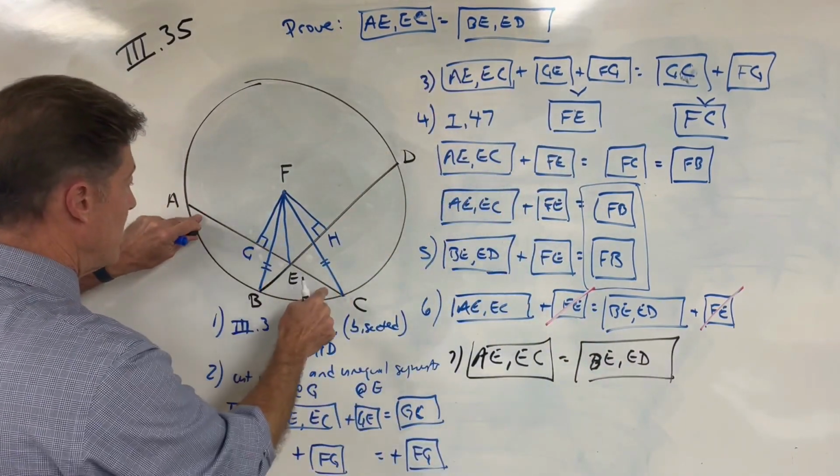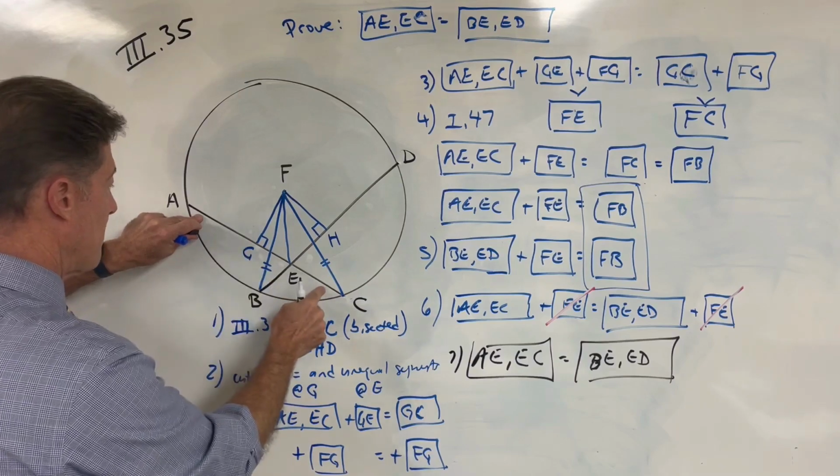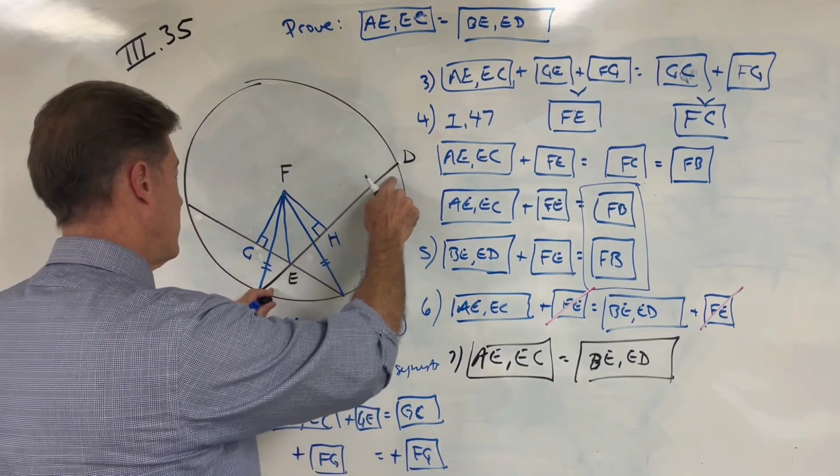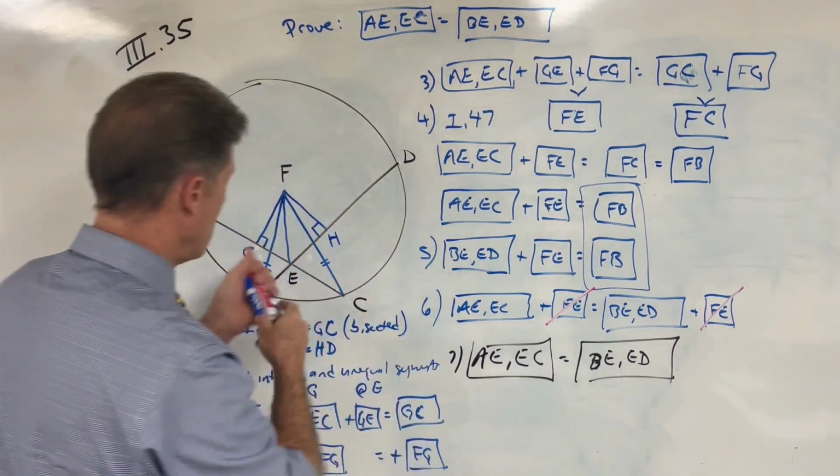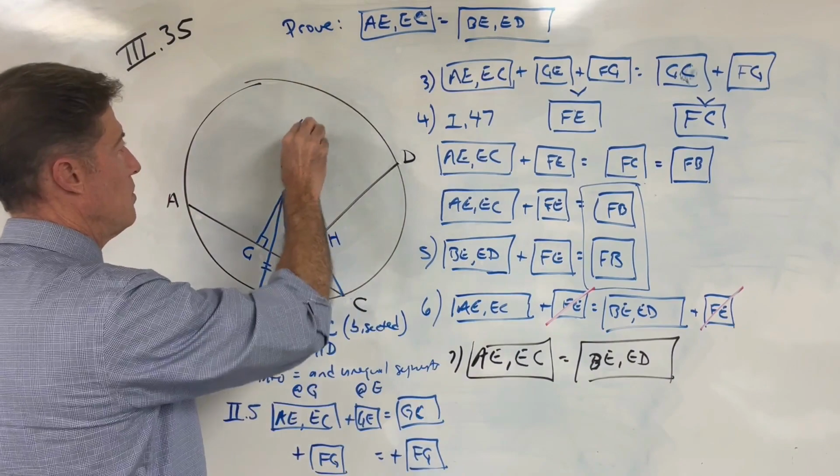So the rectangle contained by these segments is equal to the rectangle contained by these segments when they cut each other in a circle. That's what we're given to prove, and so we can conclude with QED.